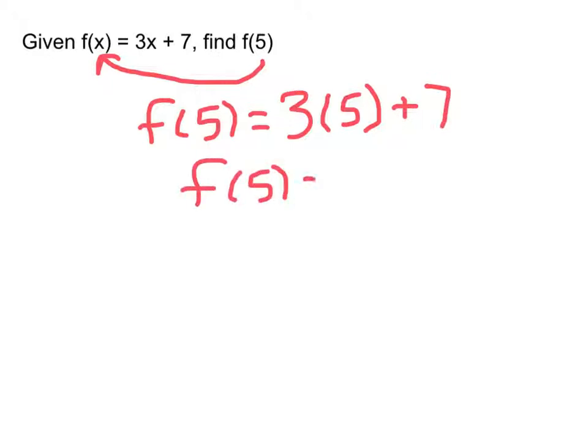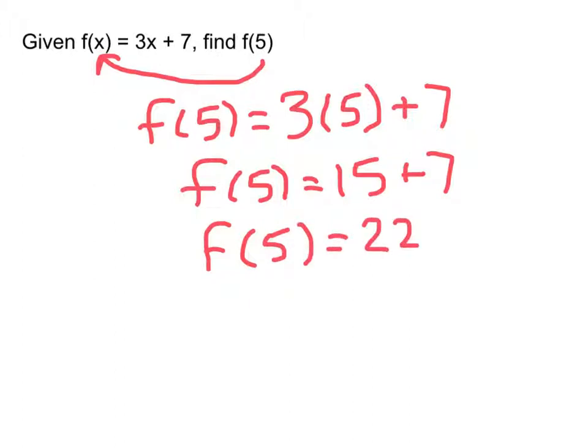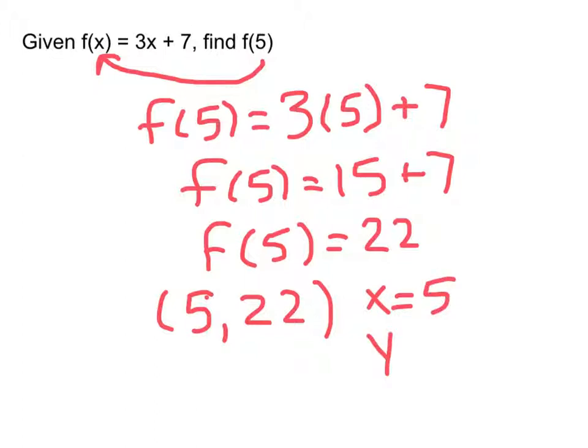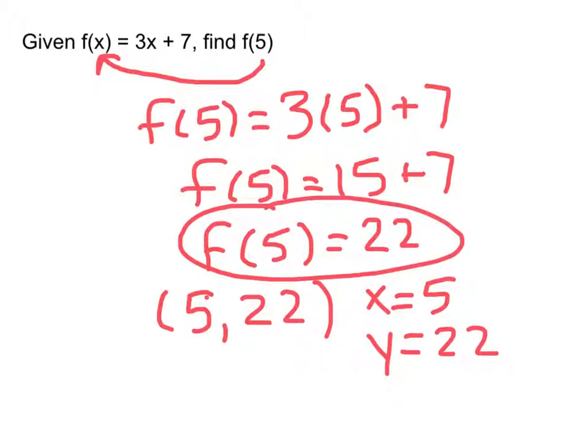F of 5 equals 15 plus 7. So f of 5 equals 22. Now basically this is saying that when the input is 5, the output is 22. So we could always write our answer like this as a point, as a solution set, 5, 22, because x equals 5 and y equals 22. But this is what you'll write on your answer sheet.